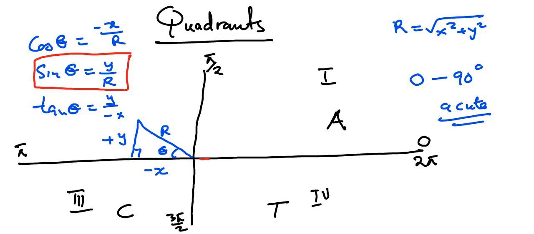So this is basically why we are saying this. We can show the same in the third quadrant and also in the fourth quadrant.